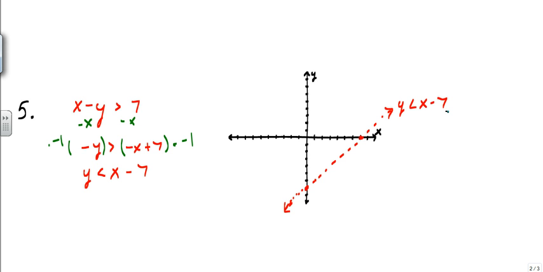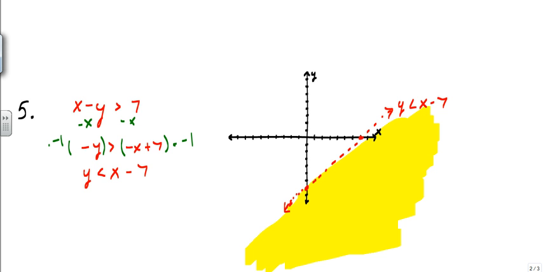Now I have to decide which way to shade. So I'm going to shade below because it's less than. Less than means shade below. So shading below. And all these numbers, then it goes on and on in each direction. That line extends out to infinity, and it goes on and on in both directions. You can shade however much or however less you want to, just so you can get the point.